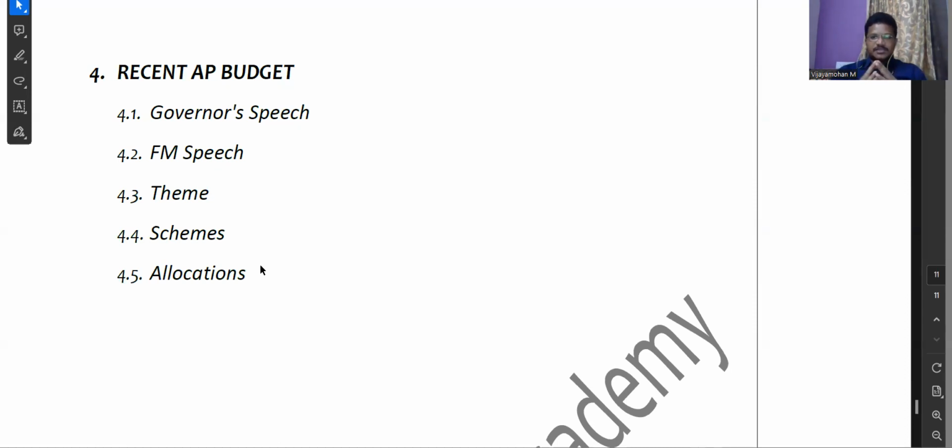And as I told you about the sources, just keep the sources to minimal. The AP socio-economic survey and the AP budget, governor's speech, and newspapers, current affairs, that will be enough. Even if you observe the previous papers, questions were asked mostly from the AP socio-economic survey and budget, right? So that's it for chapter 4.